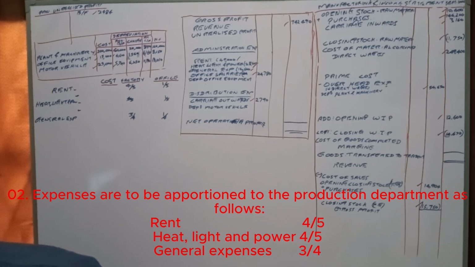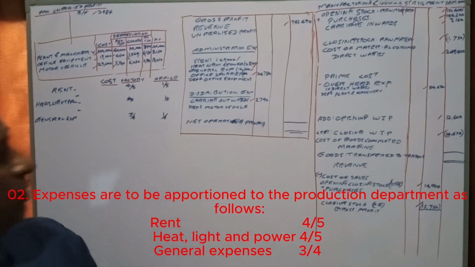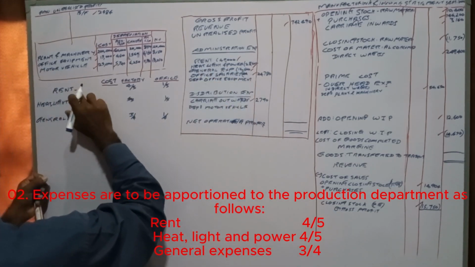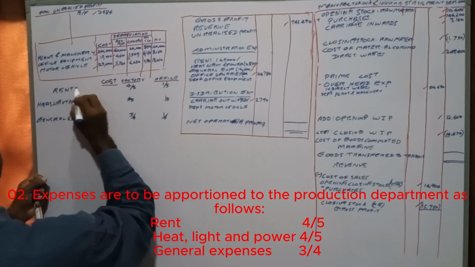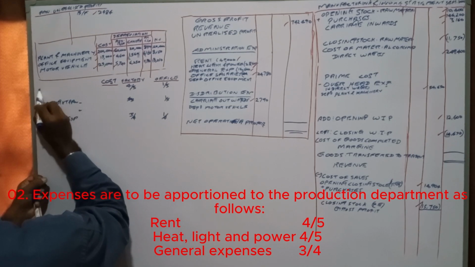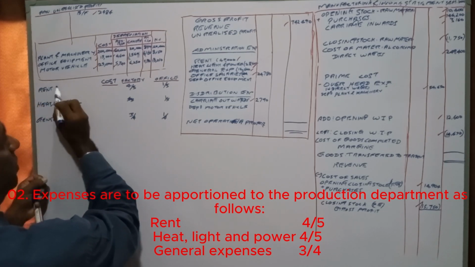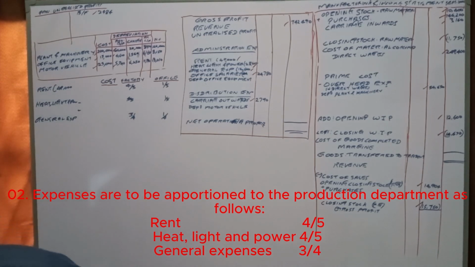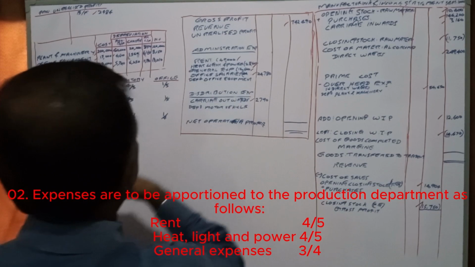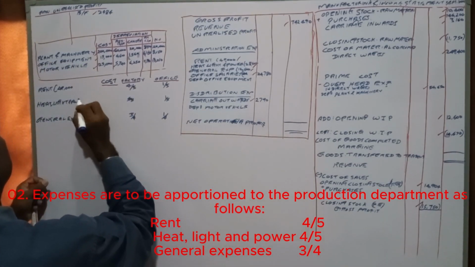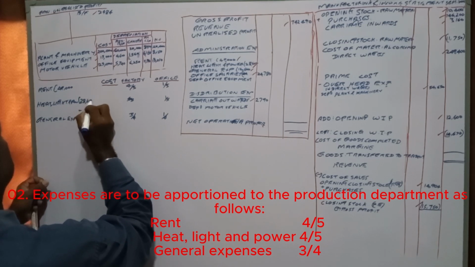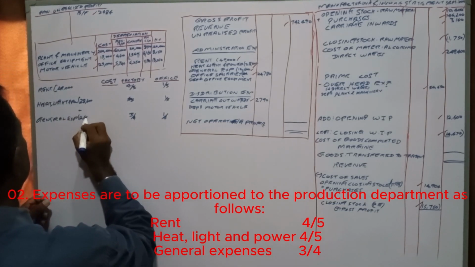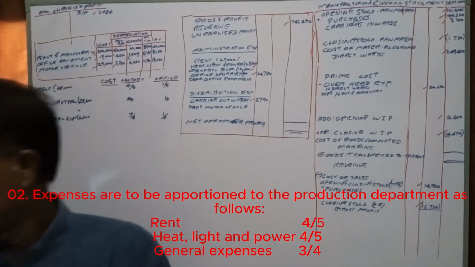Third one, rent has been prepaid. We have to take the rent from here. Rent is 49,000. They say rent 49,000, heating and lighting 28,600, and general expenses 12,600. That's all.